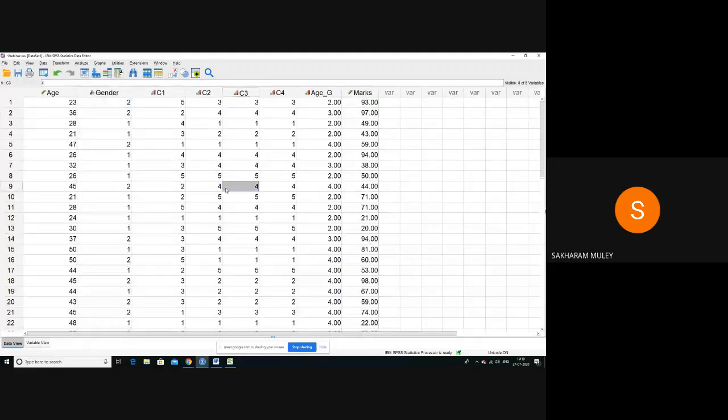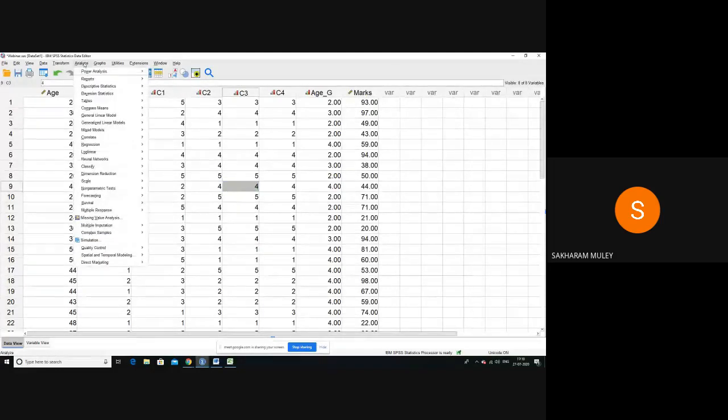Look at the procedure. The procedure is Analyze, and it's very simple: Compare Means. Compare Means has one sample t-test, independent sample t-test, paired sample t-test, and one-way ANOVA. Before going for the independent t-test, I will make you understand how the one sample t-test can be used.